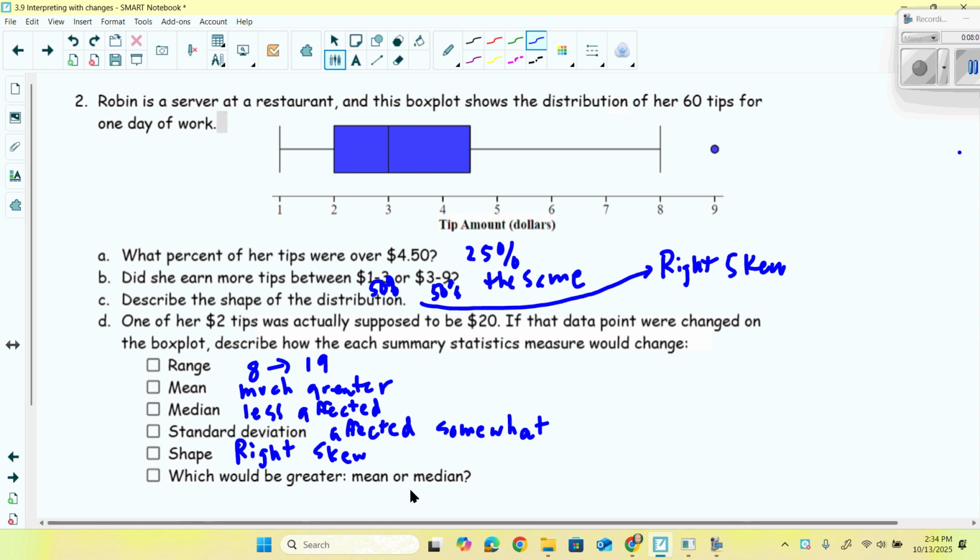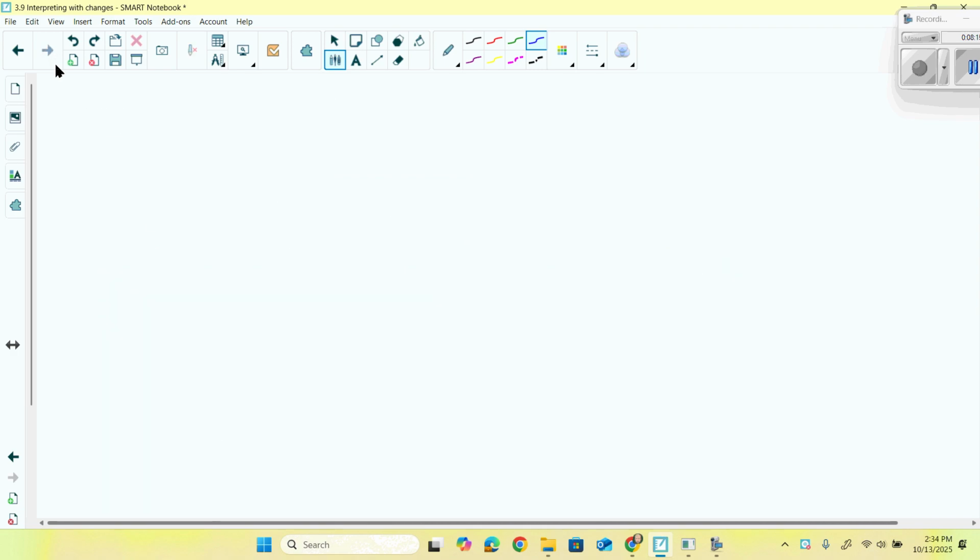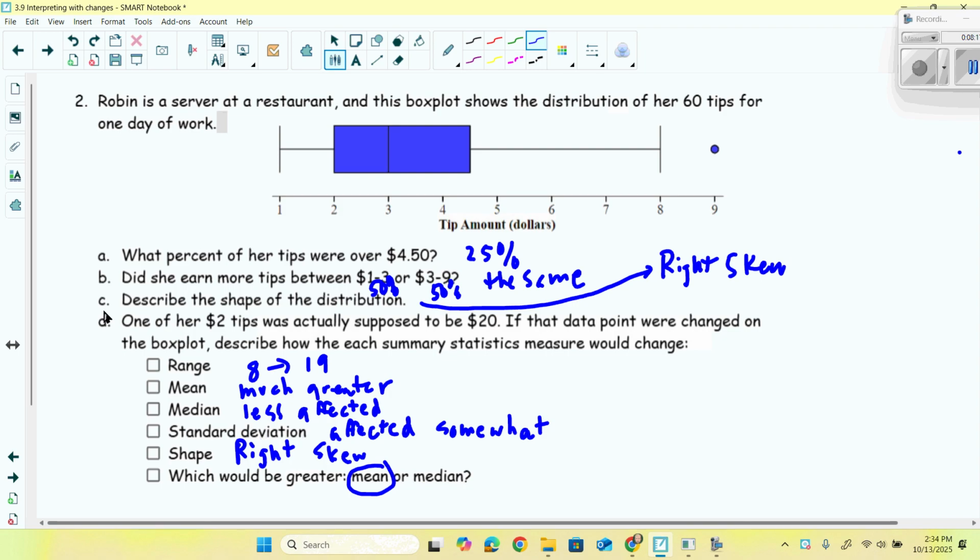And then which would be greater, the mean or the median? The mean now is going to get dragged up very high. So in the previous example, the median was greater because it wasn't affected. In this case, the mean is greatly affected by larger values. And that covers pretty much everything we want to get through. Hopefully this is making some sense and we can talk in class.